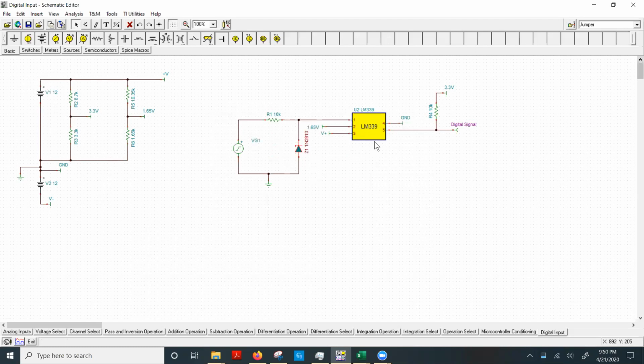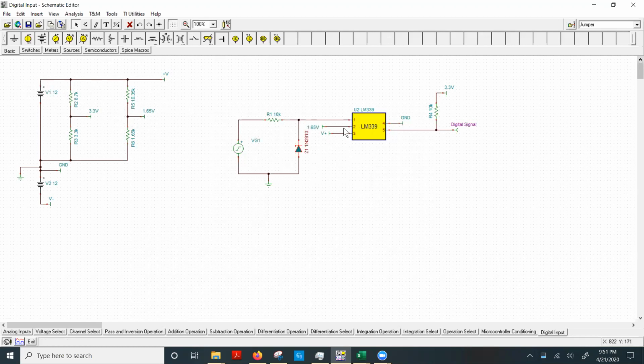This LM339 is a comparator chip. It will take the voltage here and compare it with the voltage at pin 2. Pin 2 has a reference voltage of 1.65 volts as a constant. This voltage is obtained by going to the power supply system and tapping off 1.65 volts from the 12-volt power supply by using a voltage divider as seen here.